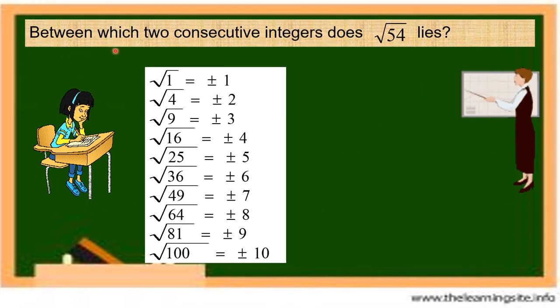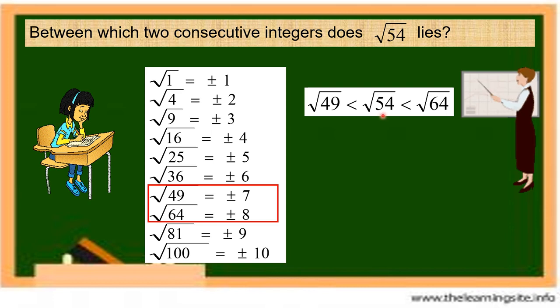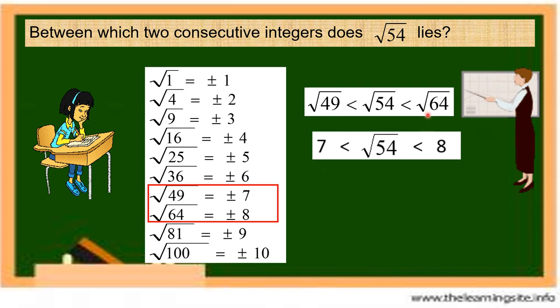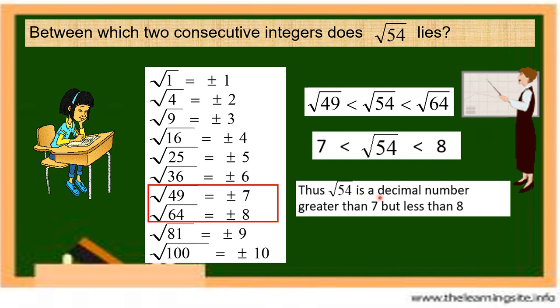We need to determine between which two consecutive integers the square root of 54 lies. So we have 54. Square root of 54 is in between square root of 49 and square root of 64. What is the square root of 49? The square root of 49 is 7, and the square root of 64 is 8. Thus, square root of 54 is a decimal number greater than 7 but less than 8.